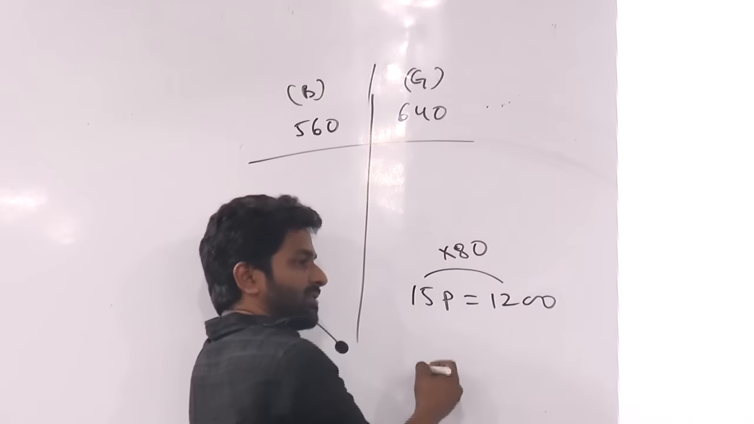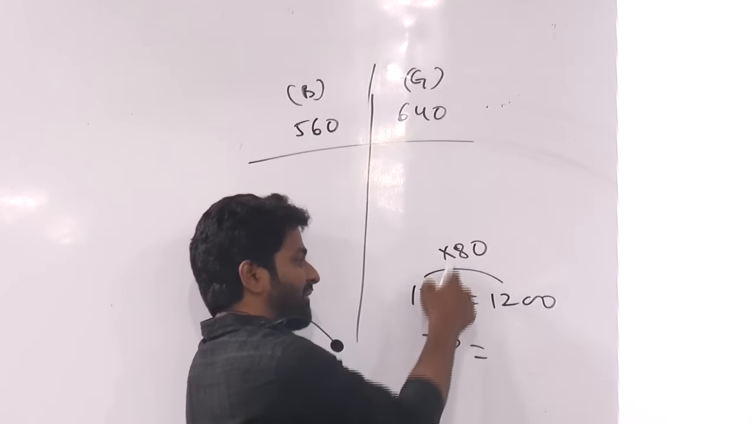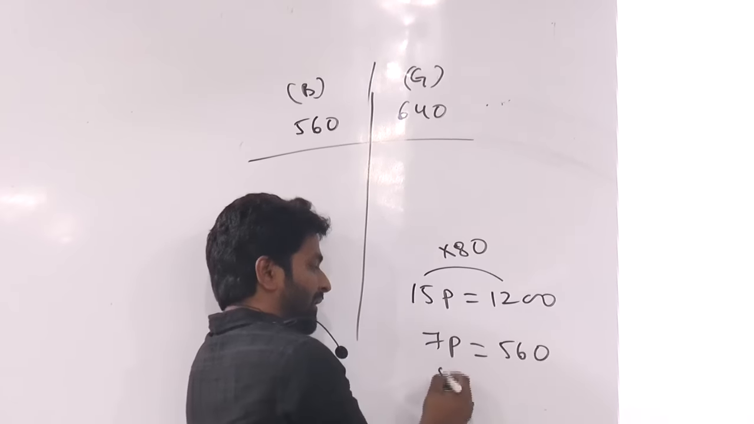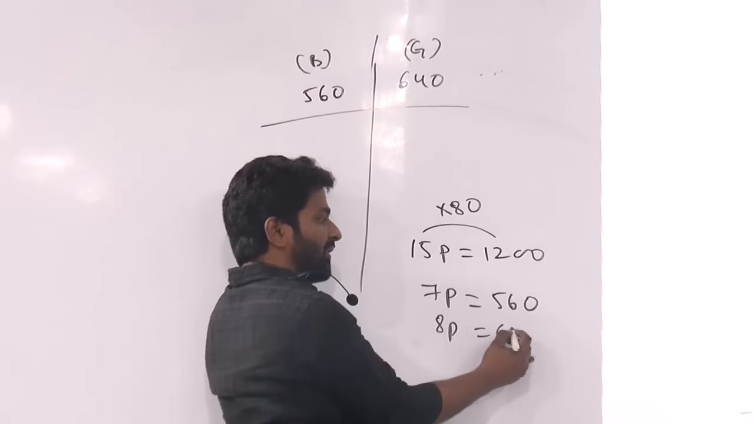80 times 7 parts is equal to 7 8s are 56 and then a 0. 8 parts is 8 8s are 64 and then a 0.